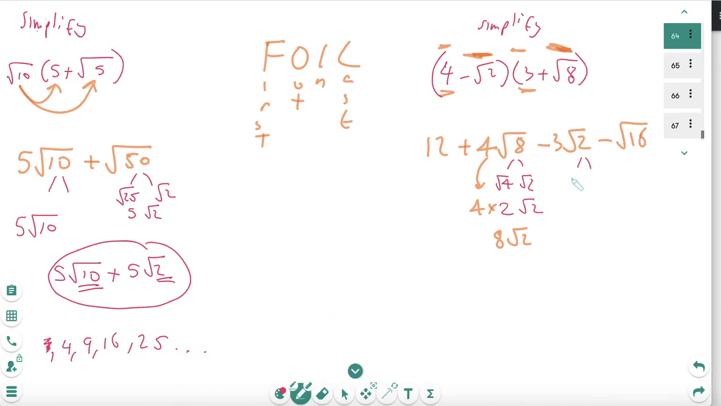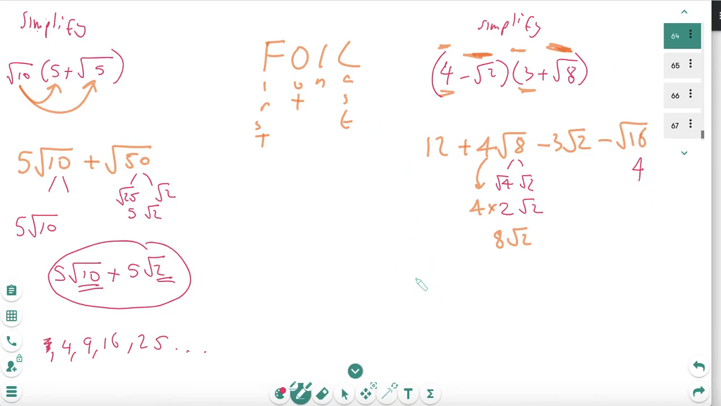And then, can we simplify 3 root 2? Well, root 2, what numbers go into 2? We can't really simplify it, because only root 2 times root 1 makes root 2. Can't really simplify root 2. The square root of 1 is just 1, so that's redundant, so it doesn't really work. So it just stays as 3 root 2. The square root of 16 is 4.